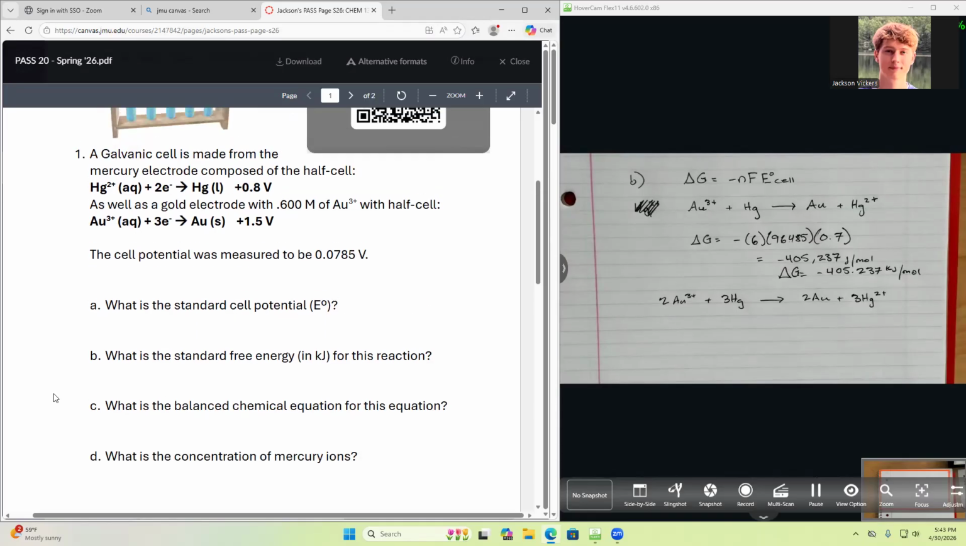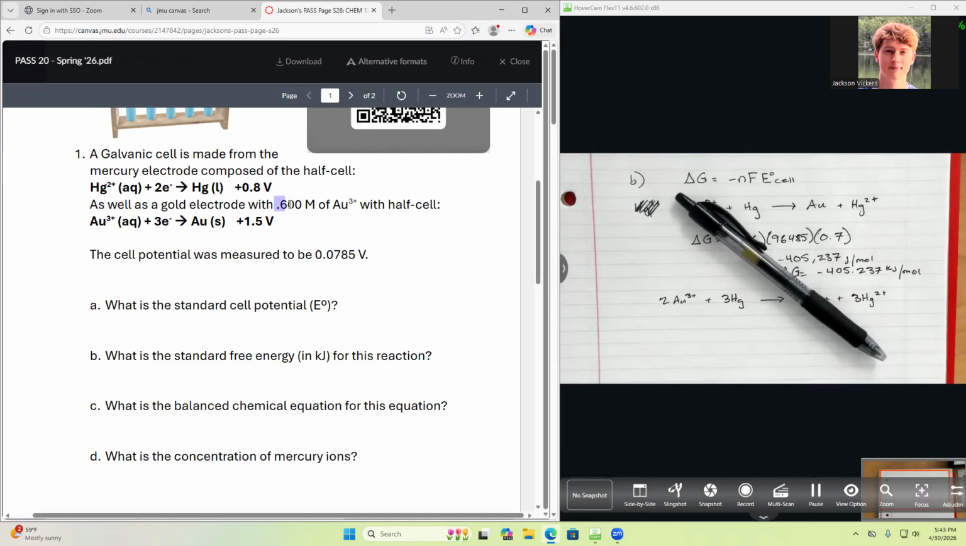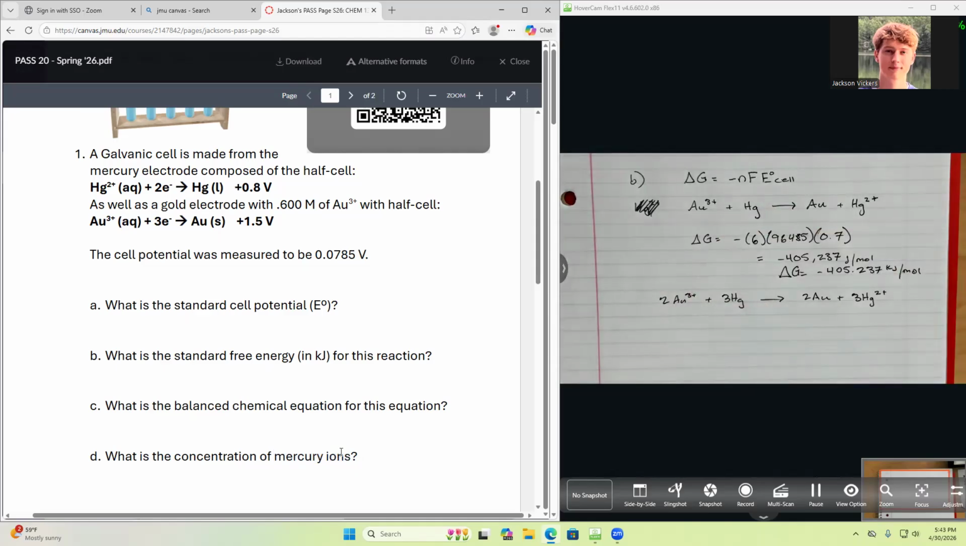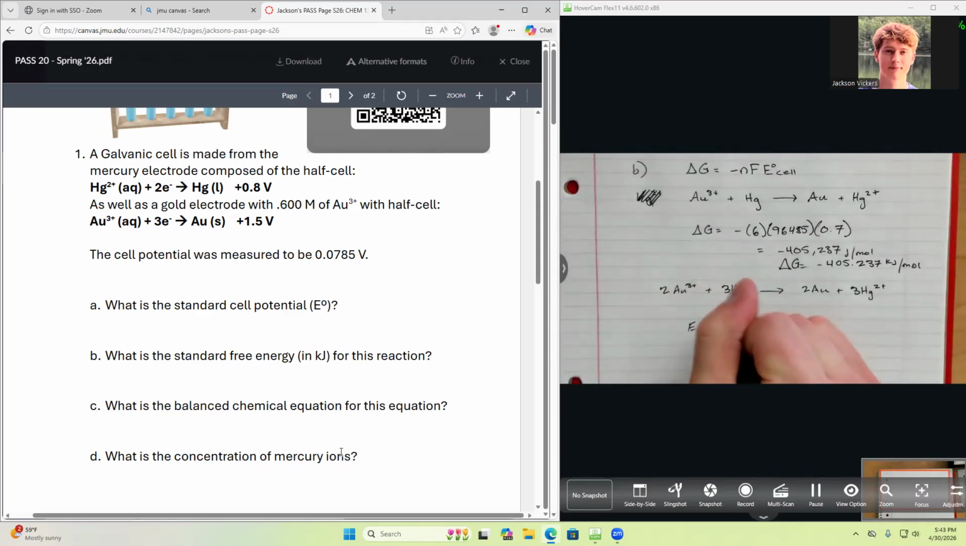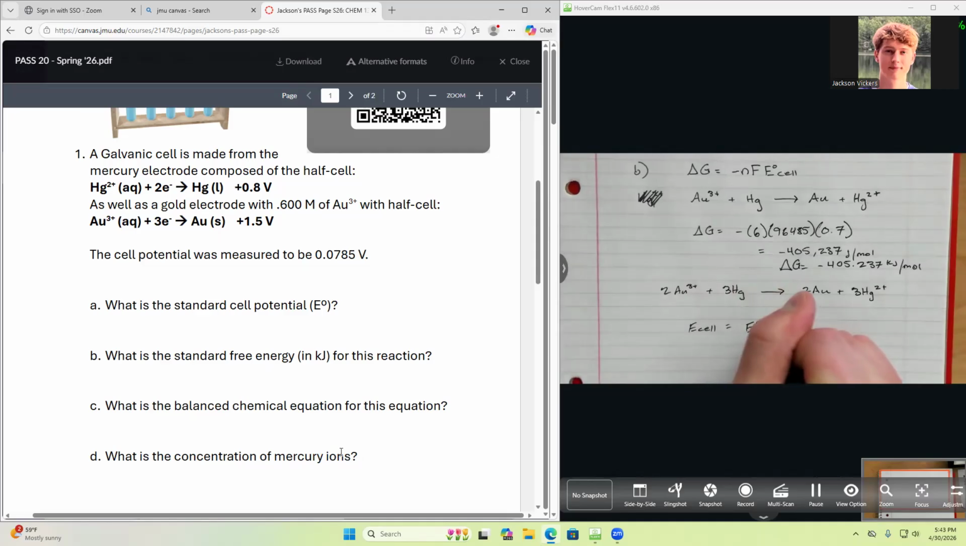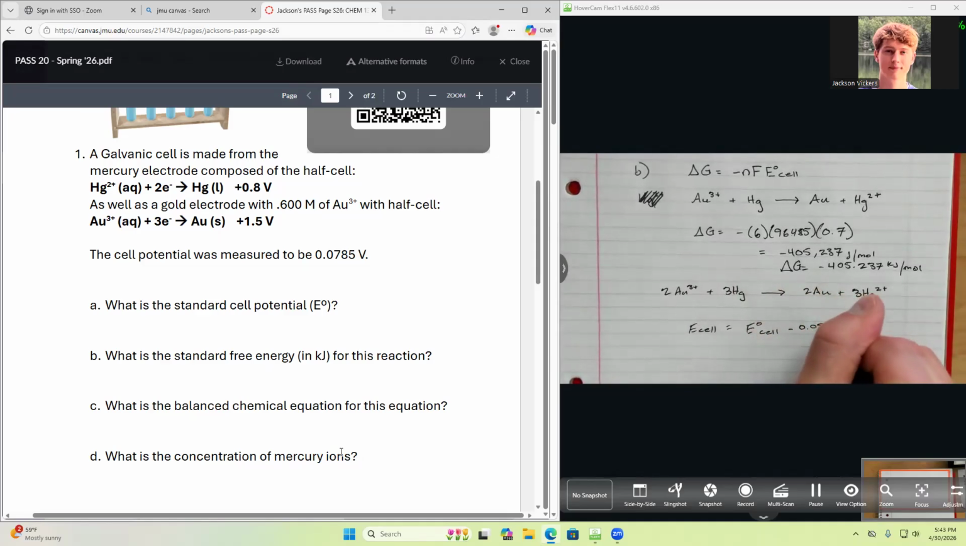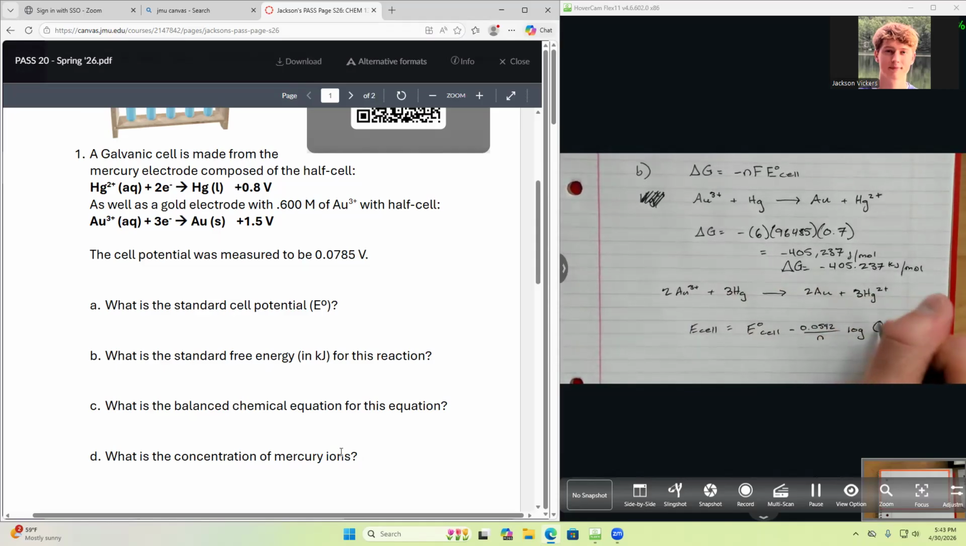All right, and then this last one is probably going to be the most involved. This is the formula that you said earlier, where we were given the concentration of one of our ions, and we're asked to find the other one, the mercury ion. So we're going to have to use that big formula that looks like this, where we have the E cell non-standard equaling the standard cell potential minus 0.0592 over n times log of Q.